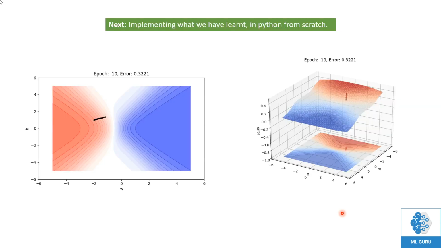Now in the next video, what we'll do is, what we have learned in this video, all this derivation, we will apply it using Python, and we will code it from scratch and implement our logistic regression single variable model. And we will also visualize this loss surface, as you can see in these two figures. We will implement this in Python in the next video.